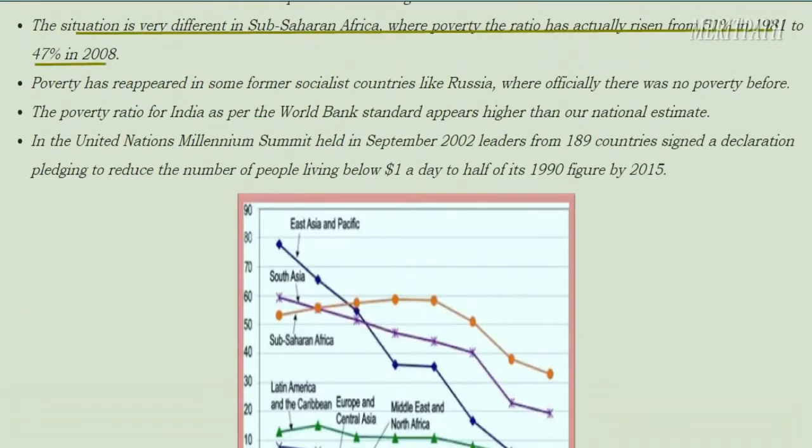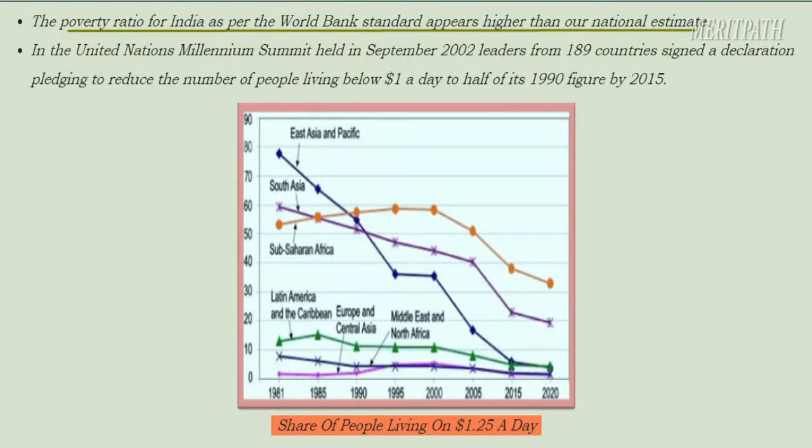So the situation is different in the sub-Saharan African region, where the poverty ratio has risen from 51% to 47%. Poverty reappeared in former socialist countries such as Russia, where officially there was no poverty before. The poverty ratio for India, as per the World Bank standards, appears higher than our national estimate.